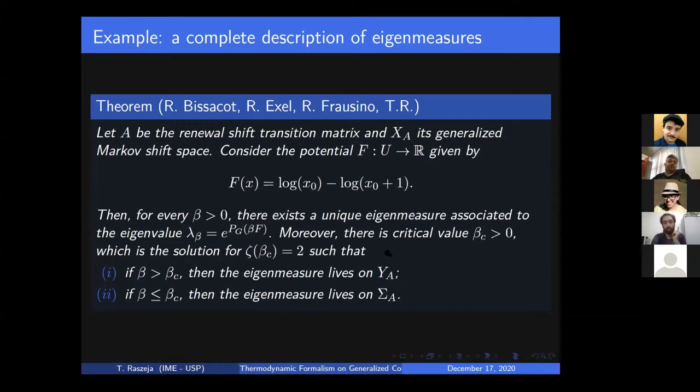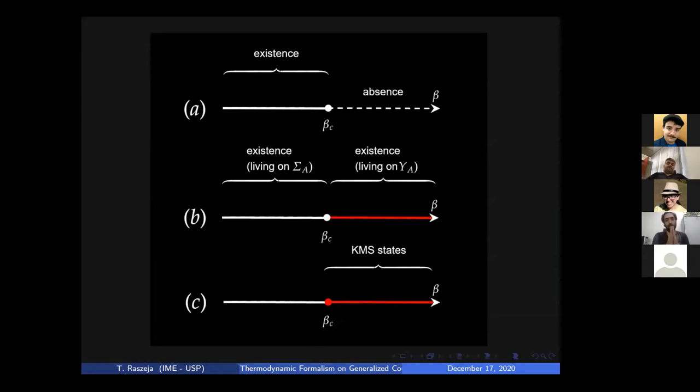More than that, the critical value here is also completely determined. This is a type of phase transition where you don't have the absence or existence of measures, but the same measure which was usually living in sigma A changes its set after a critical value. This we call a Lenz-type phase transition. You go from infinite words to finite words. This is the Lenz type. And in the end, we have a critical value. This is what we had previously in the theory without considering XA.